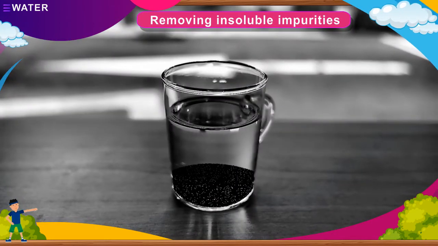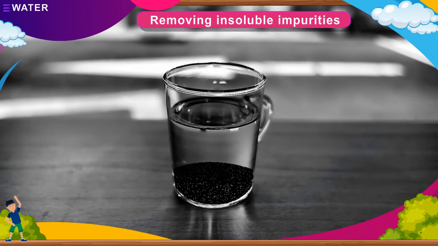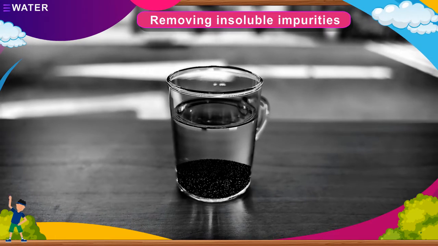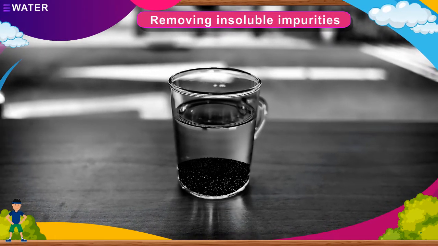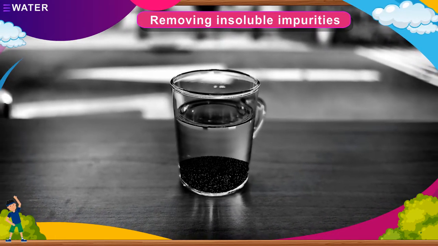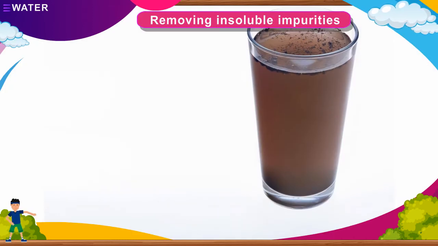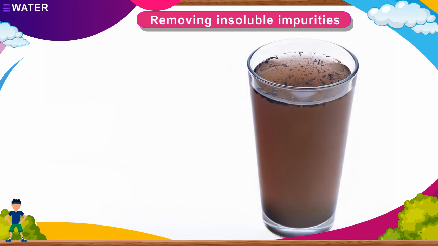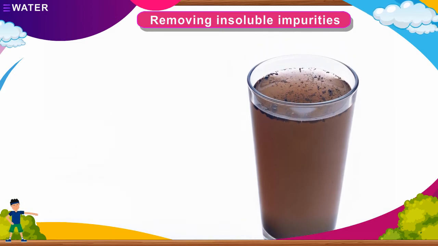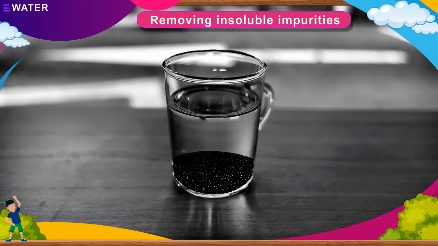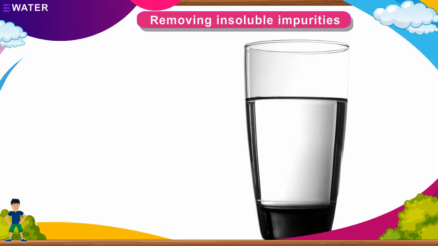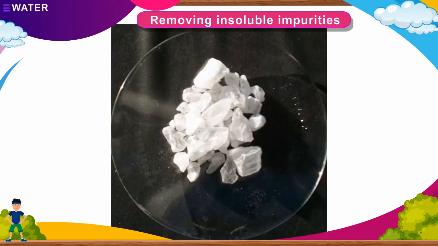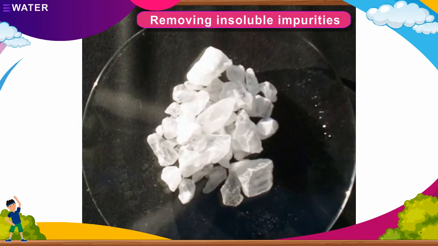The process of settling of the insoluble particles is called sedimentation. In this method, the mixture is allowed to stand undisturbed for some time. After some time, the insoluble impurities settle down at the bottom of the container. The settled impurities are called sediments. To increase the speed of sedimentation, sometimes special chemicals like alum are added.